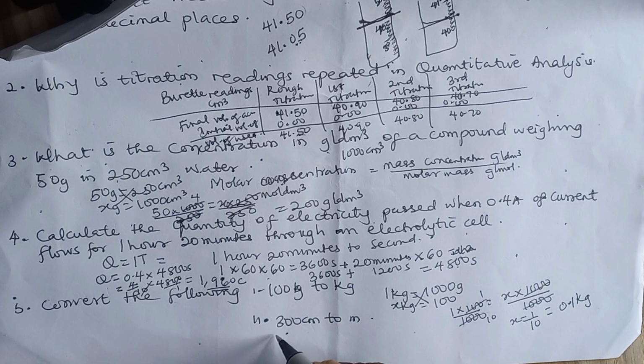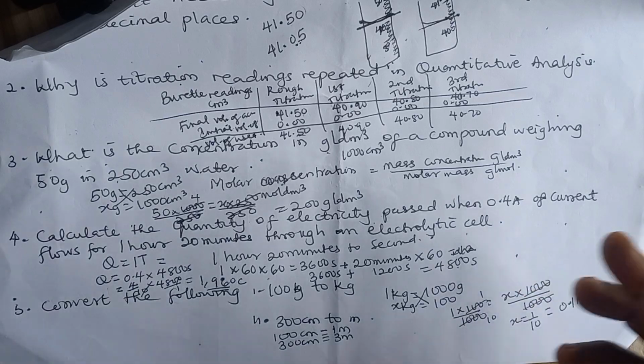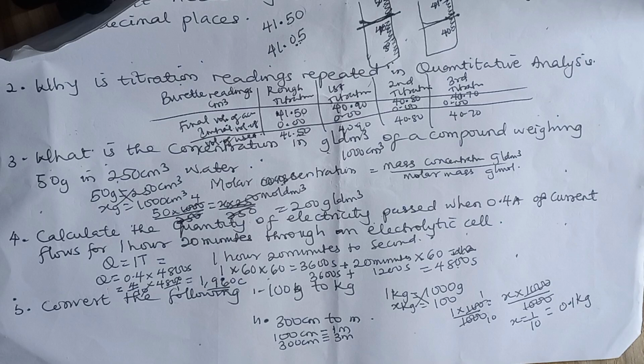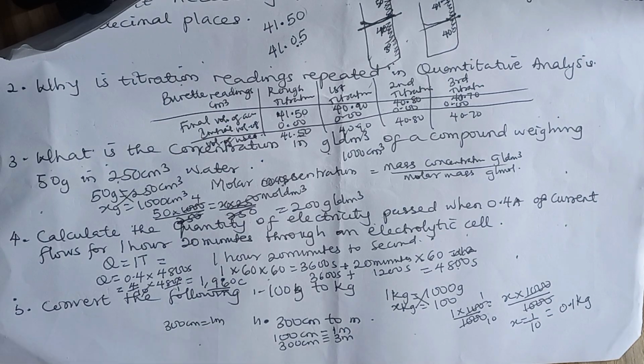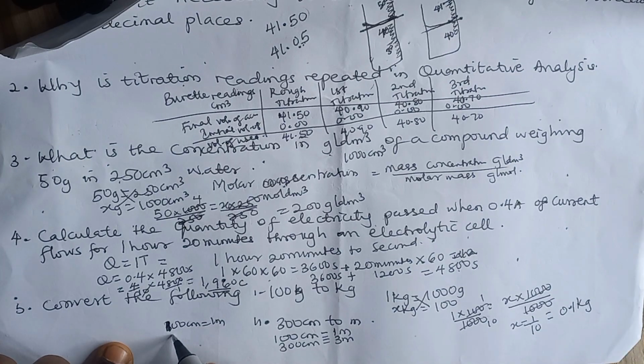Now, how many centimeter makes 1 meter? 100 centimeter actually is equal to 1 meter. So 300 centimeter will be 3 meter. Or you can use this method, cross multiply, and still get a similar answer. That is 100 centimeter equals 1 meter. 300 centimeter will be what? X. Cross multiply, we have 300 times 1 equals 100 times x. Dividing both sides by 100, you have our answer as 3 meter.